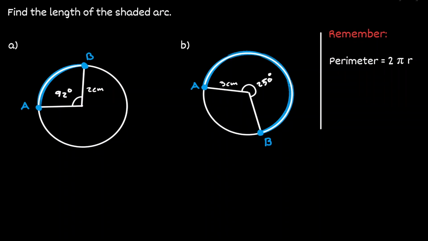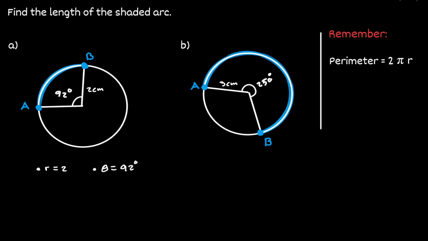Within example 1, we are given the length of the radius of this circle, which in this case is 2. And we're also given the central angle that creates the arc that we're interested in, which in this case is 92 degrees.